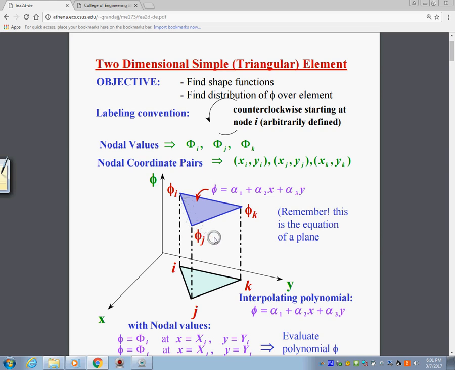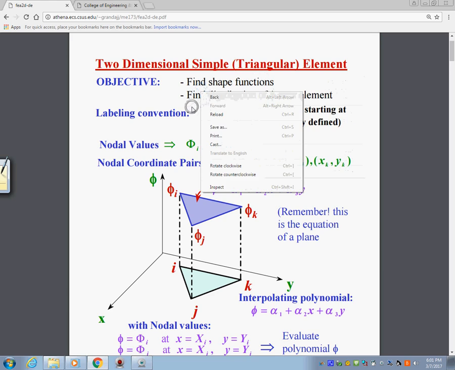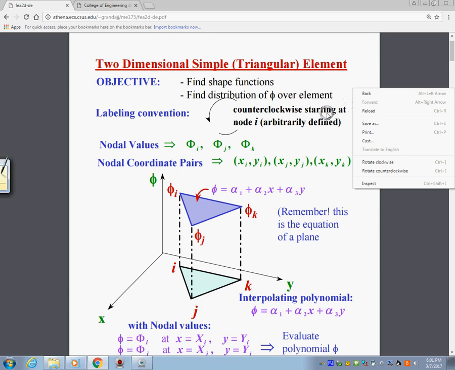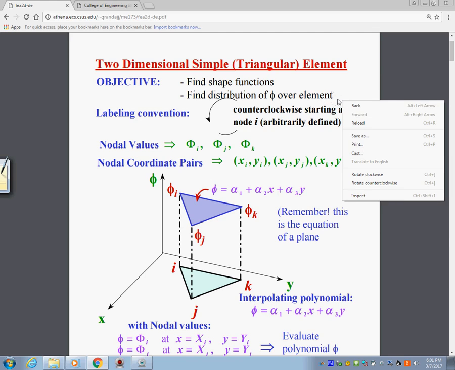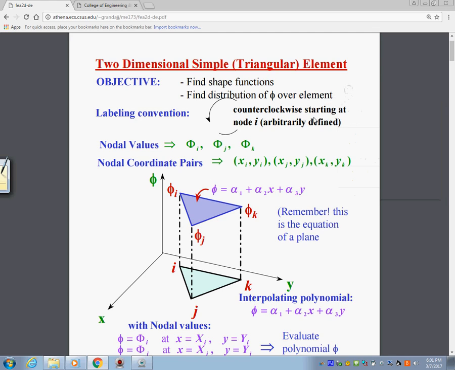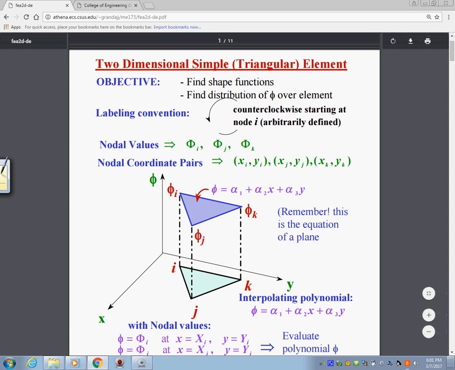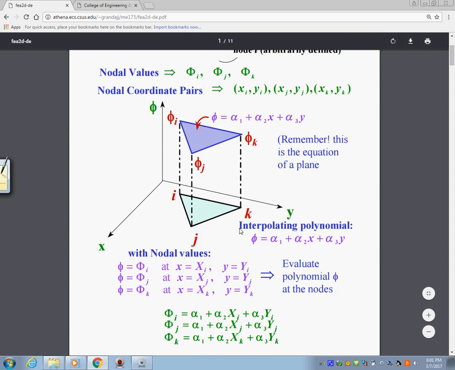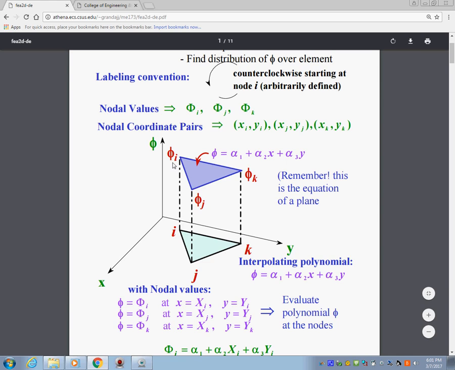Okay, what are we going to do now? The objective, remember what it is? Find the shape functions and also find the distribution over the finite element. That's what we need. So here we're going to say the solution phi at the node I will have to be whatever these coefficients are with the coordinates of the node I.